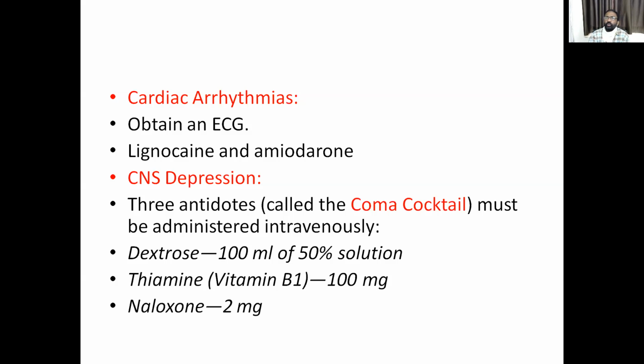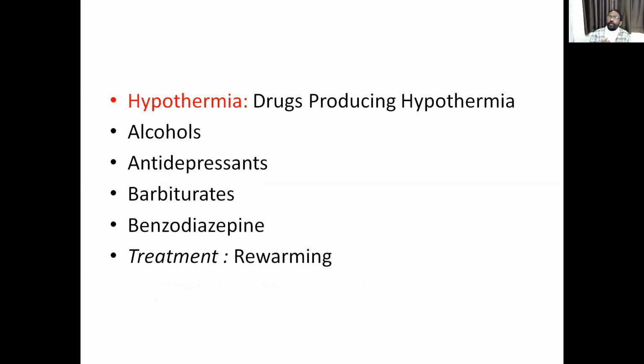Then how to manage CNS depression? If the person is in a semi-comatose or semi-conscious state, you should give the coma cocktail. This is not in much use nowadays, but in the good old days they used to give the coma cocktail. It consists of 100 ml dextrose, thiamine and naloxone. If a person is in a comatose condition, he cannot tell the history, so you have to take the history from the relatives and follow the protocol of treatment.